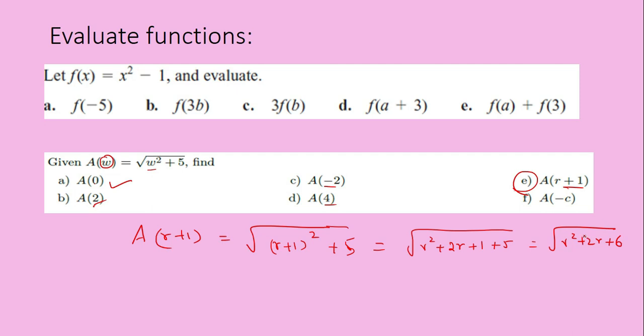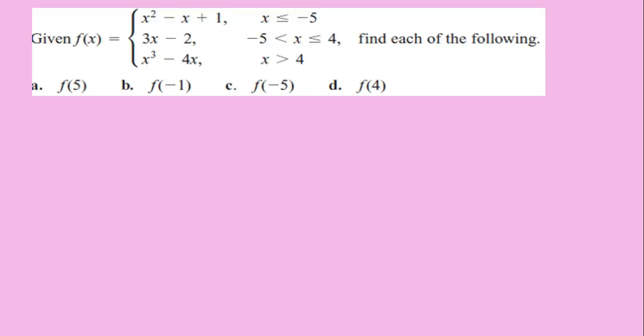Finally, a of negative c, I leave this one to you. Just replace w by negative c, so negative c squared will be c squared plus 5, isn't it? That's it. You try the other problems.